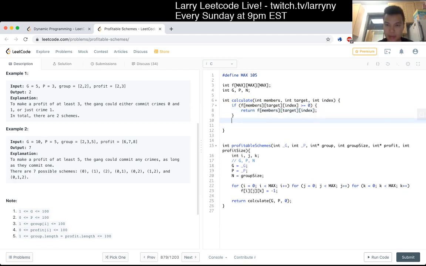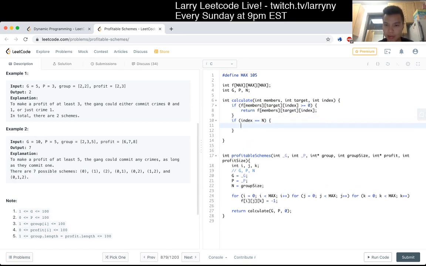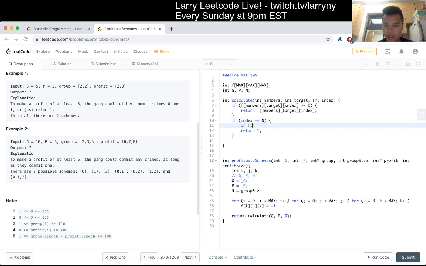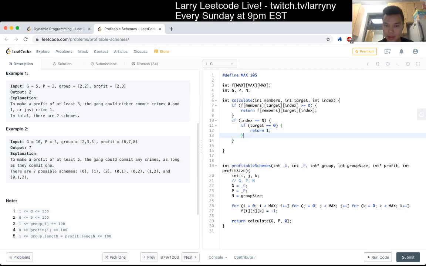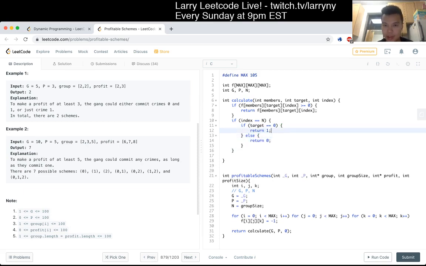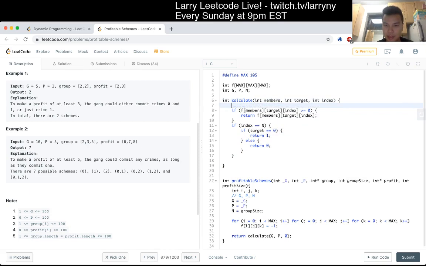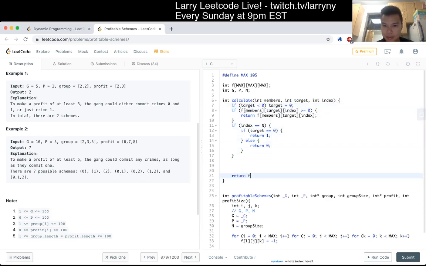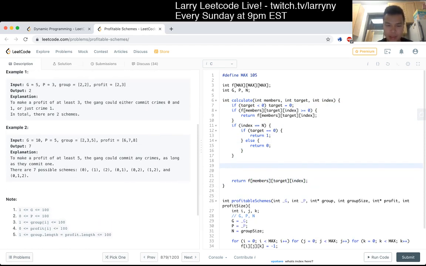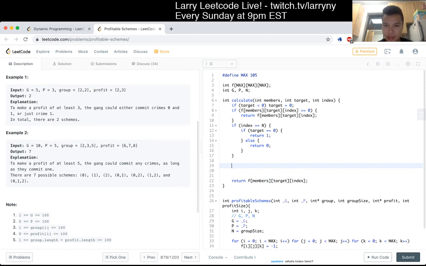If index is equal to n, then we return 1 if target is equal to 0. Otherwise, return 0, right? Because that means we have target left. Also, if target is less than 0, we set it to 0. That's essentially the same state. Okay, and then for each one, we either do this crime or we don't, right? Okay.